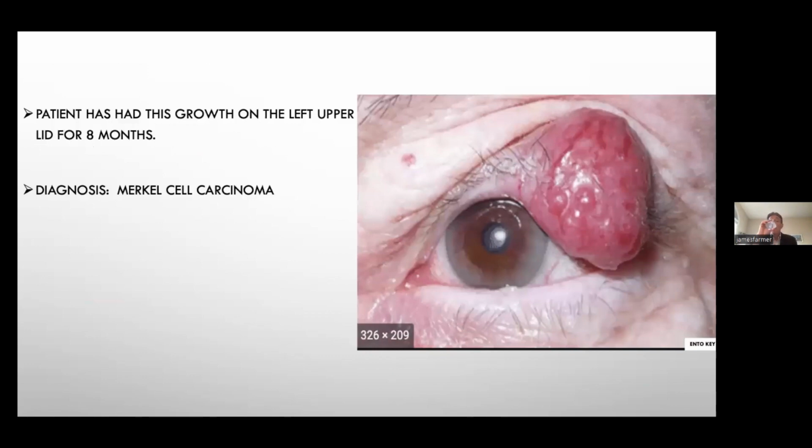So another tumor that is relatively uncommon in dermatopathology, but we see it not uncommonly on the eyelid. Patient has had this growth on the left upper lid for 8 months. Diagnosis is a Merkel cell carcinoma.